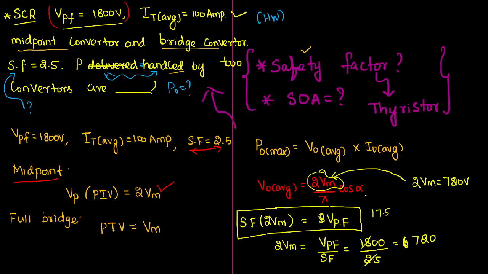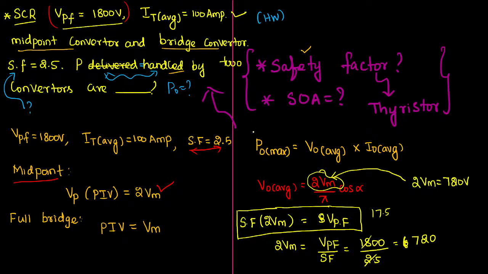Alpha is not given. They told that this is a midpoint converter only, and it is clearly given that it is a silicon controlled rectifier. So what can be the expected value of alpha now? They have given the maximum peak forward voltage. Actually, the maximum peak forward voltage of the circuit is given as 1800. Fine, sir. So what can be the expected value of alpha?